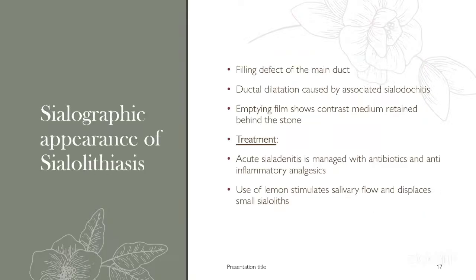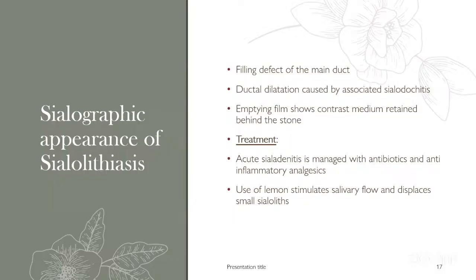A sialography can be done, which is the injection of a radiopaque contrast dye into the duct to have an idea, and then X-rays are taken to have an idea about the duct and the glandular structure. On sialographic appearance, there can be filling defect of the main duct, ductal dilatation due to sialodochitis, and the emptying film will show contrast medium retained behind the stone.